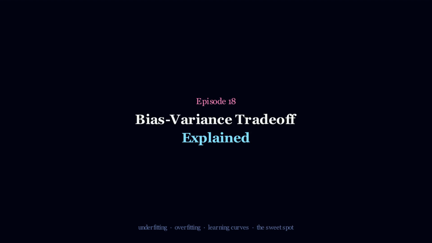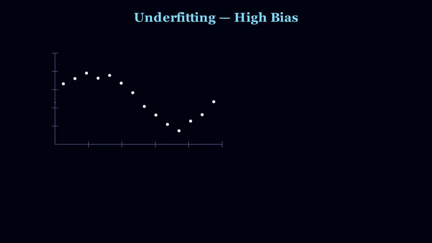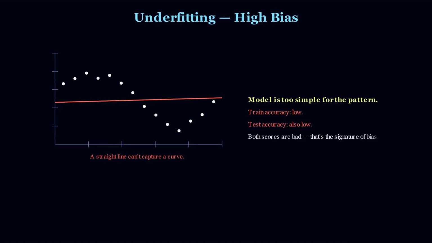Episode 18, the Bias-Variance Tradeoff. Why a higher training score can be a warning sign, not a win. Underfitting, your model is too simple for the pattern in the data. A straight line trying to fit a curve. It just can't. Training accuracy is low. Test accuracy is also low. Both scores bad at the same time, that's the signature of high bias. The model didn't even learn the training data well.